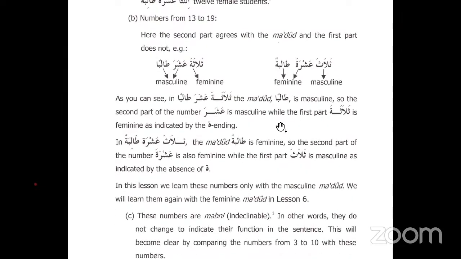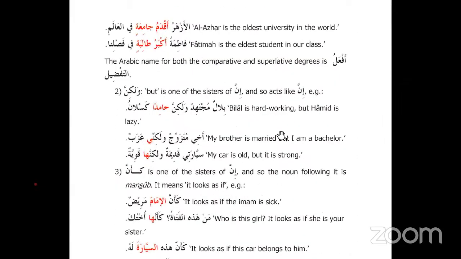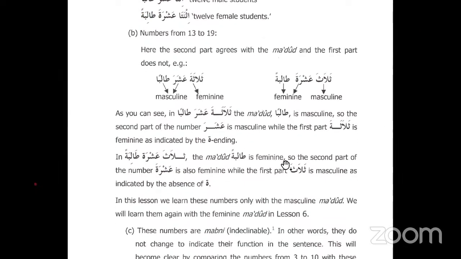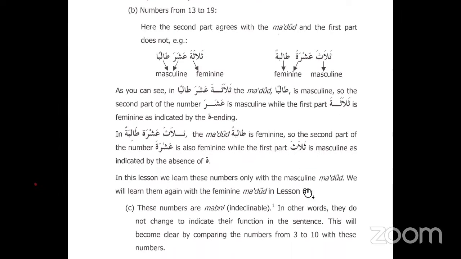Numbers 13 to 19. Here the second part agrees with the madud and the first part does not. Thalathata ashara taliban. So thalathata is feminine, but ashara matches taliban. Thalatha asharata talibatan. So thalatha is masculine, but asharata matches talibatan.